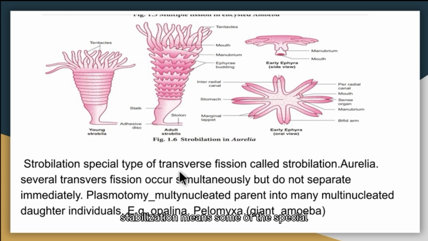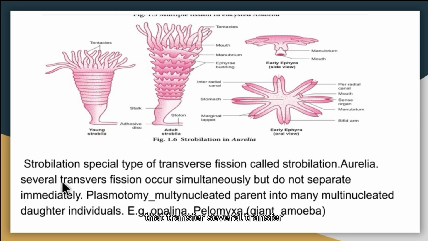Strobilation means a special type of transverse fission. Example, Aurelia. Aurelia is a sea-leaf animal, a marine animal. Here, please see the diagram. Several transverse fissions occur. This is one fission, next one. Every division is like steps. This is the young one. After some days, tentacles are formed.